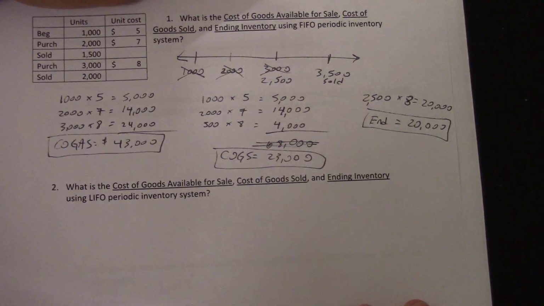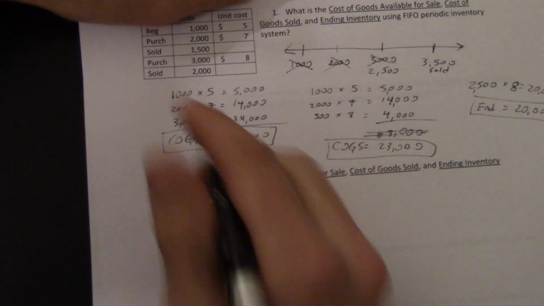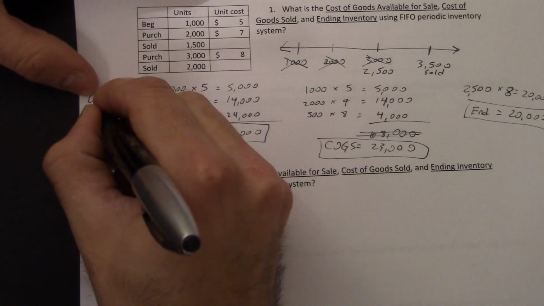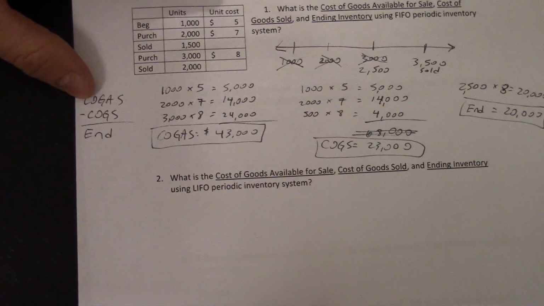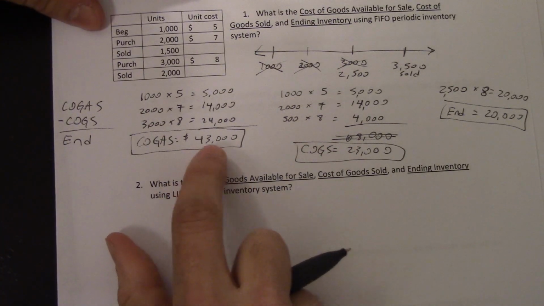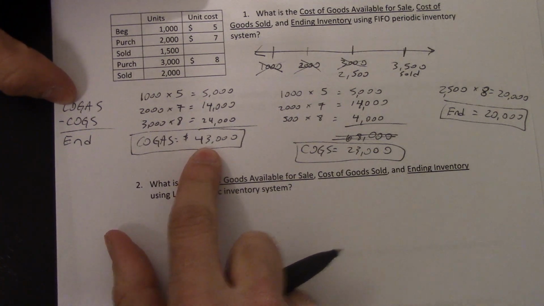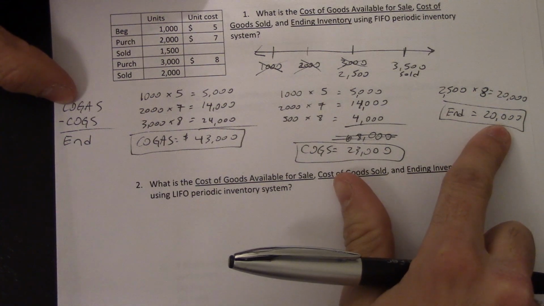An easier way to do that is to remember the relationship: cost of goods available for sale minus cost of goods sold gives you ending inventory. So we could have taken 43,000 as our cost of goods available for sale minus our cost of goods sold, which gives us our ending inventory.